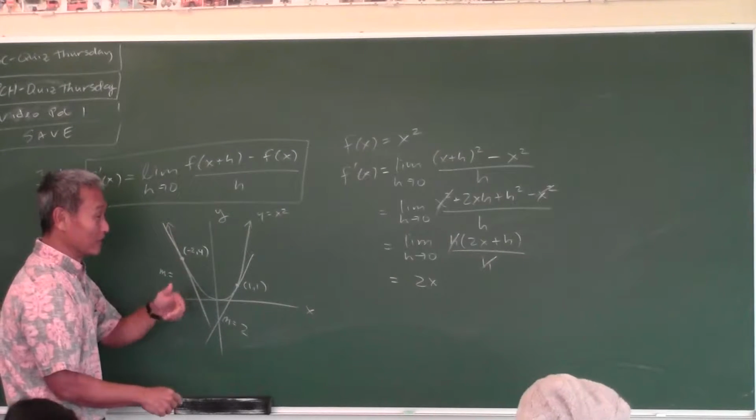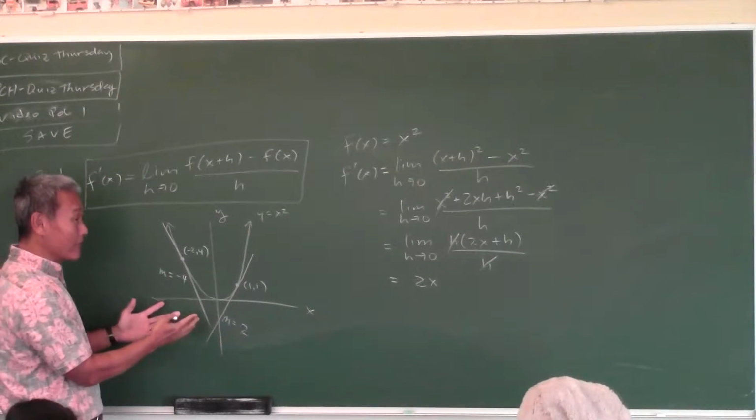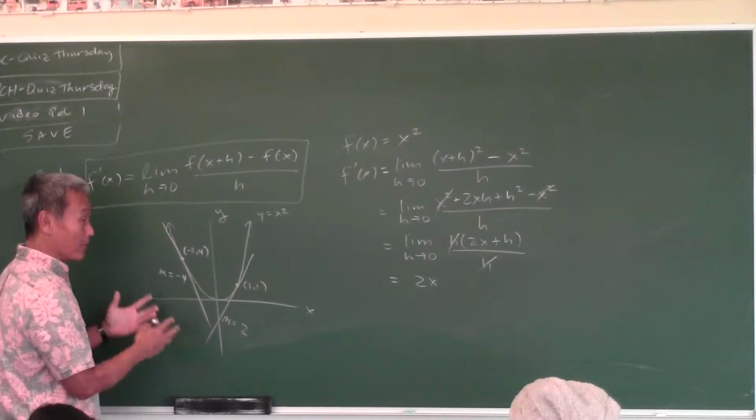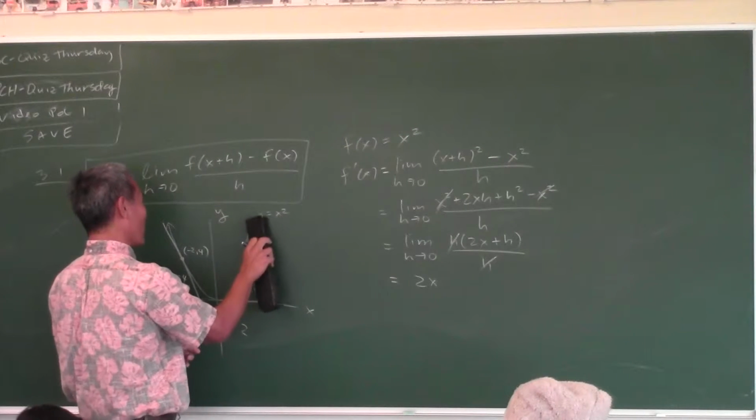Multiply it by 2, -4. That's the slope of the tangent line. So the derivative is a formula for the slope of the tangent line at any value of x. Okay, let's do another one.